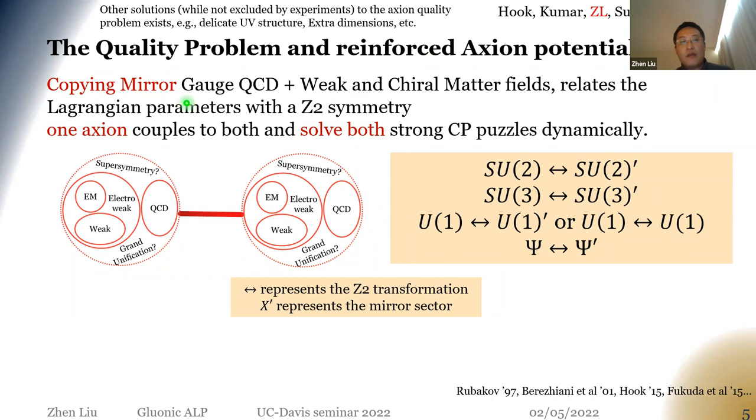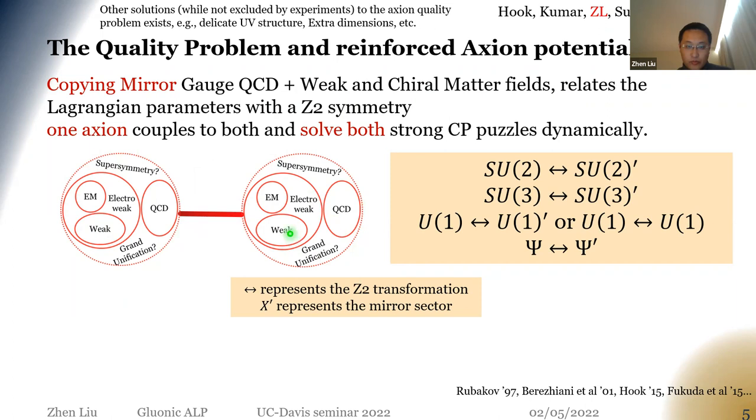Let's copy the standard model gauge structure to a mirror sector, at least the QCD plus weak interaction and all the chiral matter fields, and relate the Lagrangian parameters by a Z2 symmetry. There's one axion coupled to both sectors, our standard model sector and also the mirror sector. It solves the strong CP puzzle dynamically.